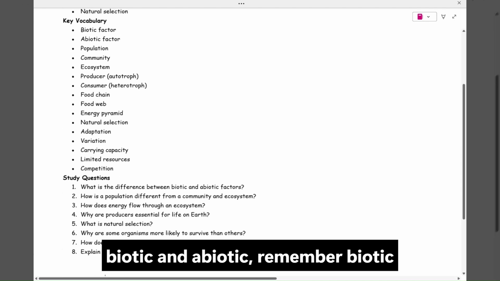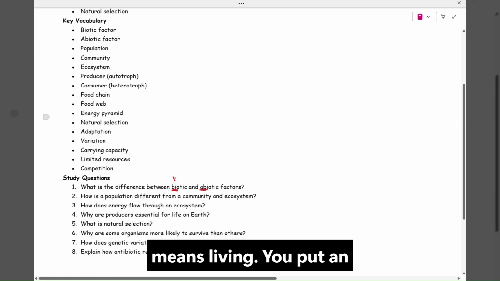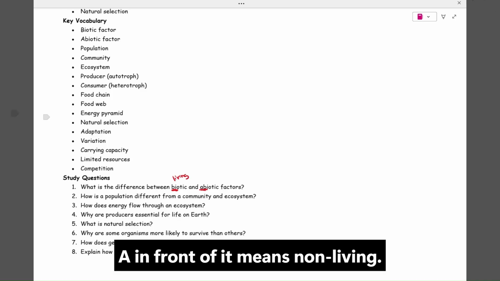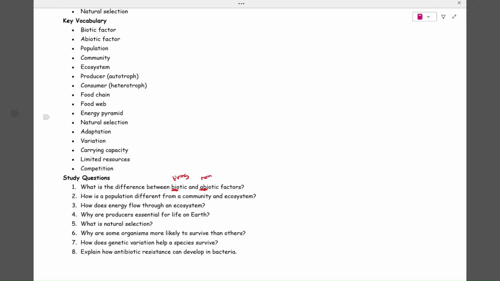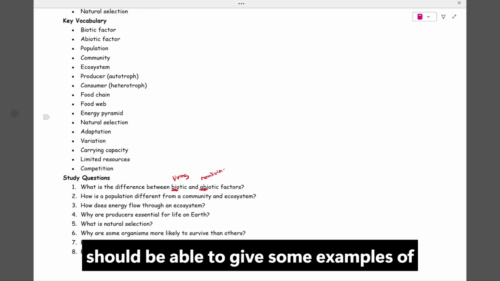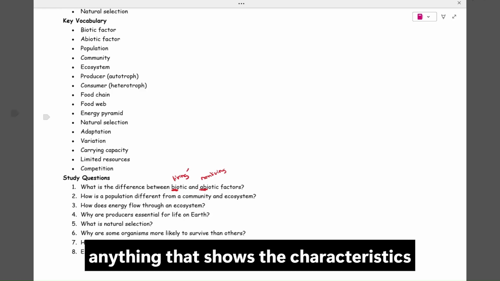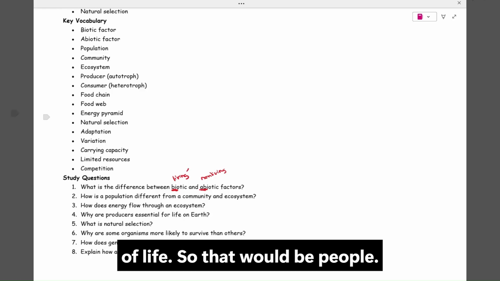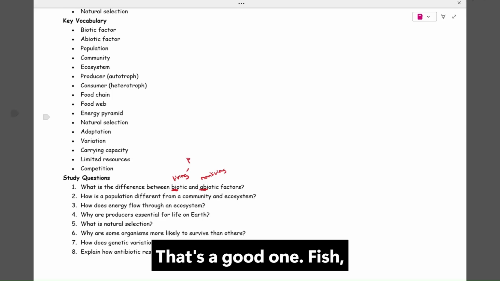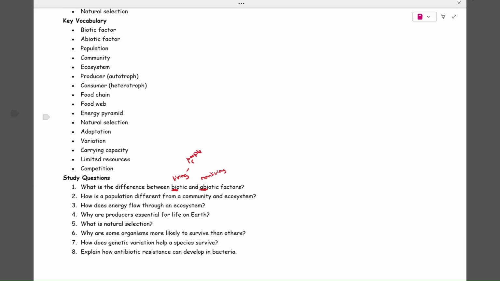So the difference between biotic and abiotic. Remember, biotic means living. You put an A in front of it, means non-living. You should be able to give some examples of things that are living, and you can list anything that shows the characteristics of life. So that would be people. That's a good one. Fish, birds, squirrels. Right? Any of those are great examples.